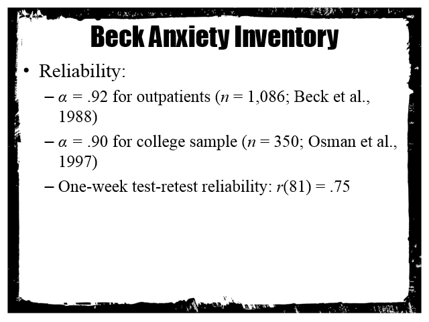The reliability of the Beck Anxiety Inventory is also strong. There was a 0.92 Cronbach's alpha, which is very high, for outpatients, a large sample of over 1,000 people, and 0.90 for a college sample of over 350 people, also large. It also has a 1-week retest reliability of 0.75. Now that's less than the Beck Depression Inventory, but it's still pretty solid.